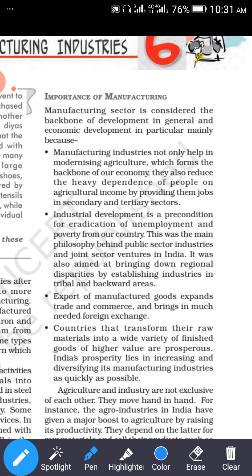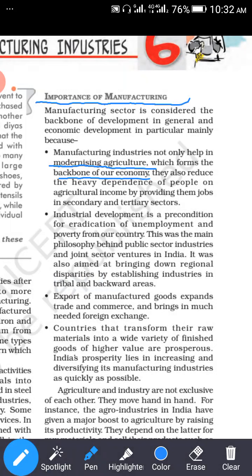Now let us start with the importance of manufacturing. How is manufacturing more important than all the other sectors? It helps in modernizing agriculture. How is it important for modernizing agriculture? Earlier in the agriculture sector, the farmers were using old tools, handmade tools, manual making, and they were few in number. But by the setup of industry, agriculture has a variety of tools, and then agriculture developed. And already you know that it is the backbone of our economy also.